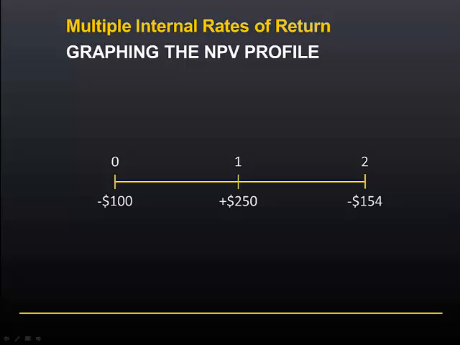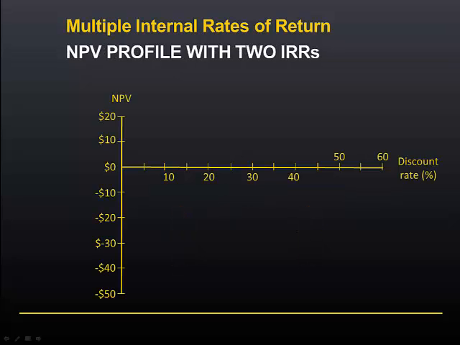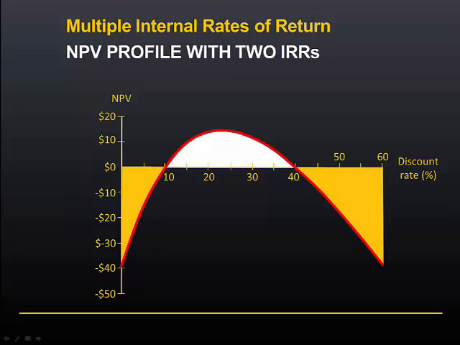Let's consider this project. Again, we have two changes of sign, from negative to positive and then from positive to negative. And we find that the NPV profile crosses the horizontal axis in two places, at 10% and 40%. There are two values that satisfy the internal rate of return equation. In fact, the number of changes of sign in a project's cash flows indicates the maximum number of internal rates of return that we could get.